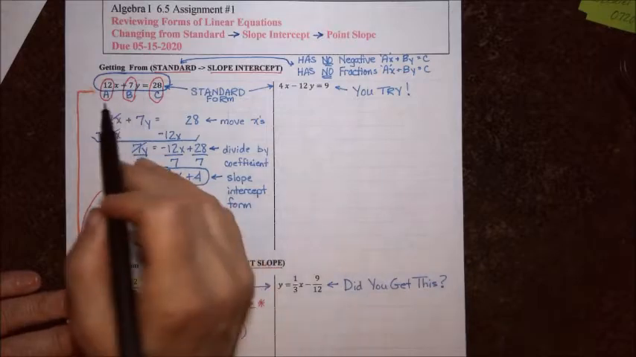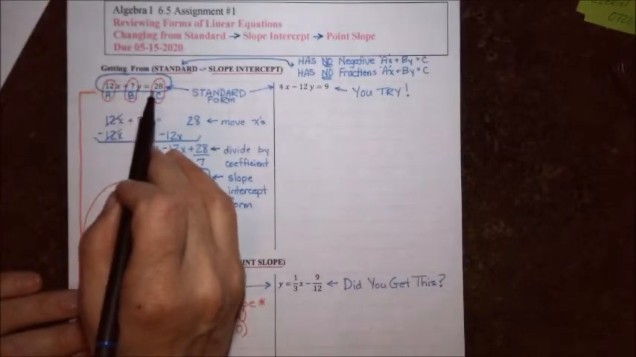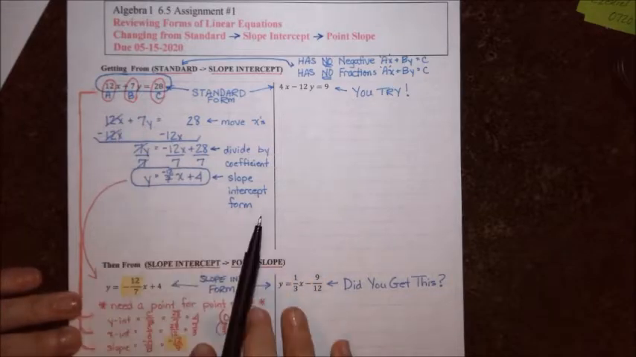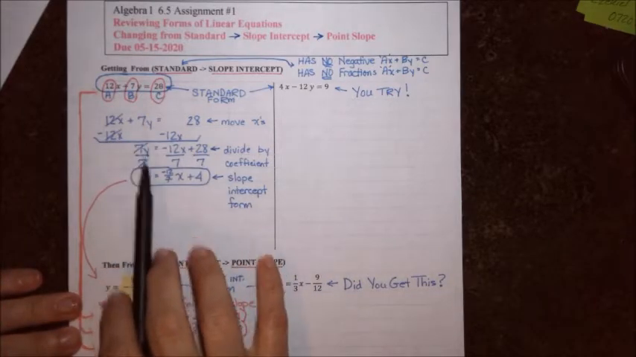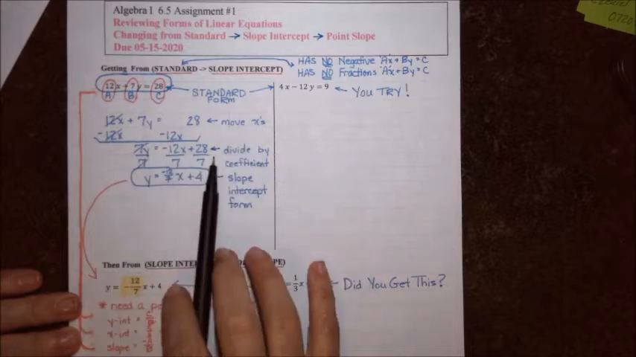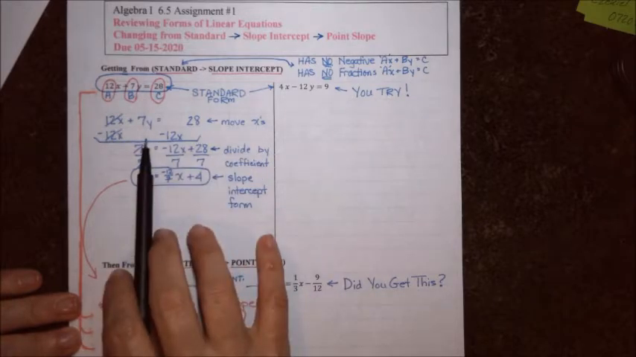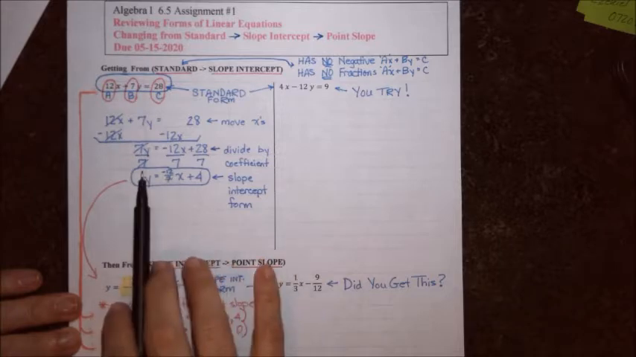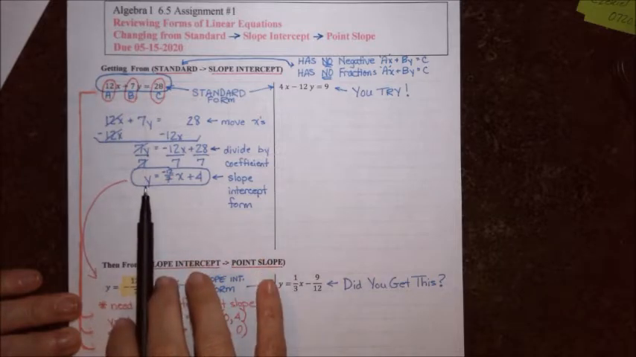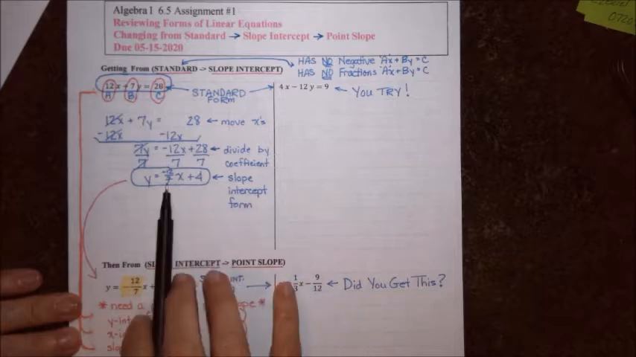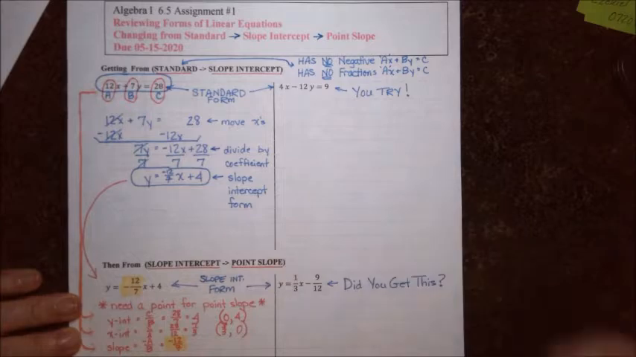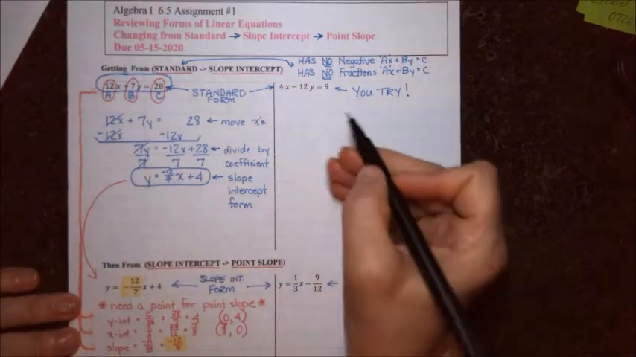All right, so 12x plus 7y equals 28 was the first problem I gave you. And I worked it out in the notes, as you can tell, stepping it out piece by piece, moving the x's to one side, isolating y, or at least the beginning of it, and then dividing by the coefficient of 7 to get y completely by itself, leaving me with a slope-intercept form of negative 12/7 times x plus 4. Then I asked you to try. So let's see how you did. Hopefully you've got your notes ready and you're good to go.